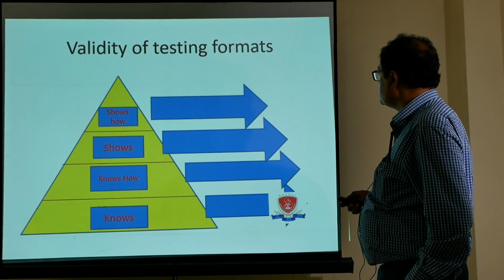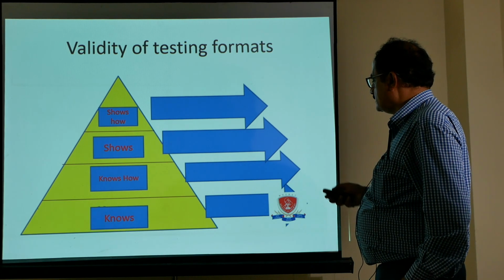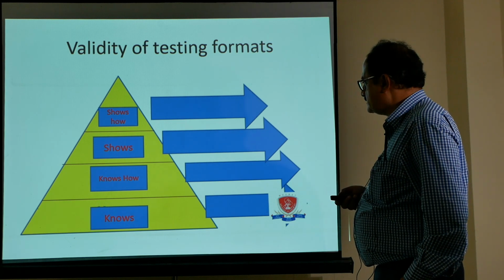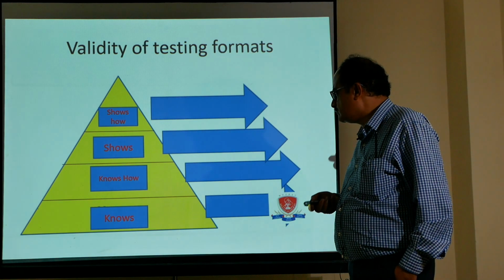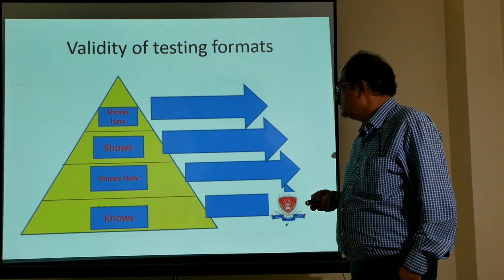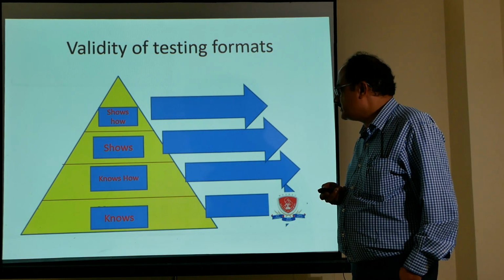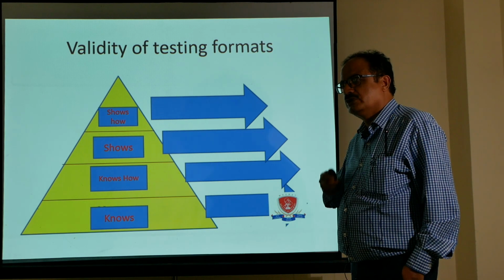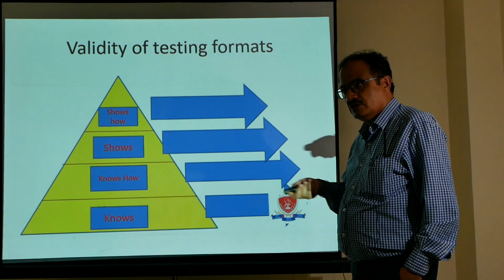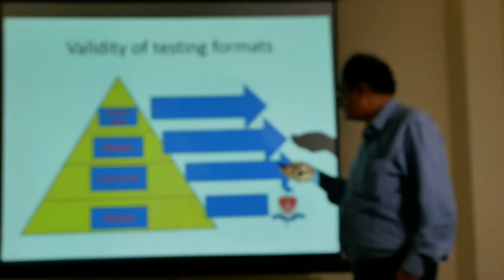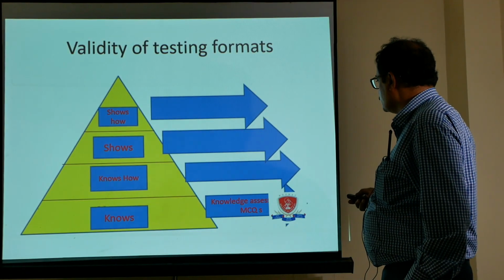Validity of the testing formats: this we all know is Miller's pyramid. We know that there are four stages of learning. First, the student should know; then he should be able to apply his knowledge, so knows how, and be able to explain; then he should show whether he can perform that thing; and show how means he repeatedly performs those things, which makes him an expert. So show how is a little bit tougher level, but from MBBS what we expect is that he should know and know how.